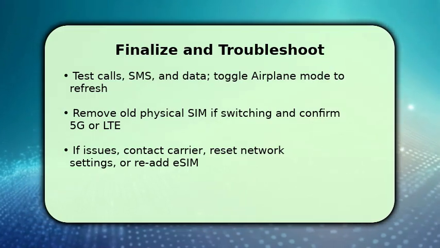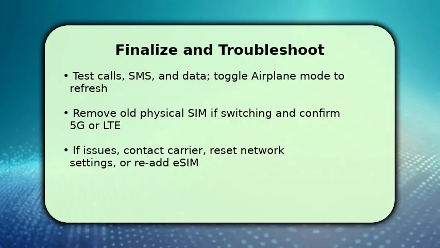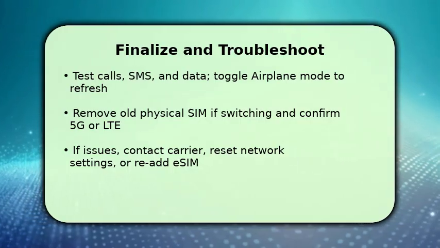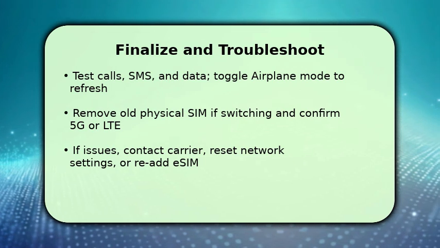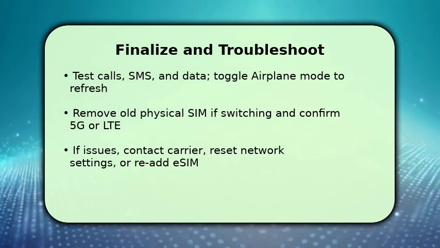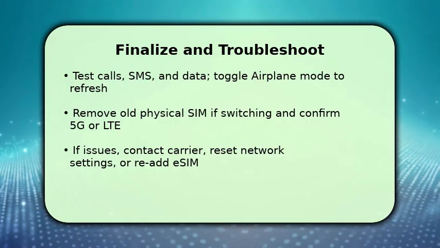If something goes wrong, reset network settings or delete and re-add the eSIM. Call your carrier if activation errors persist. This sequence pinpoints configuration versus carrier provisioning problems, so you can resolve them quickly.